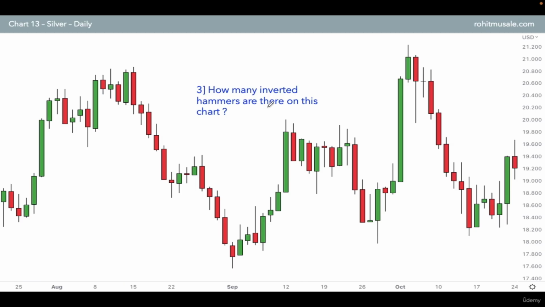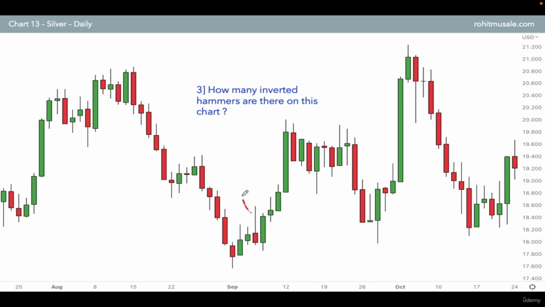How many inverted hammers are there on this chart? So inverted hammer, remember, it comes after a downtrend. So let's look at a downtrend and see whether we can find an inverted hammer. There is no inverted hammer here. Let's go further down.